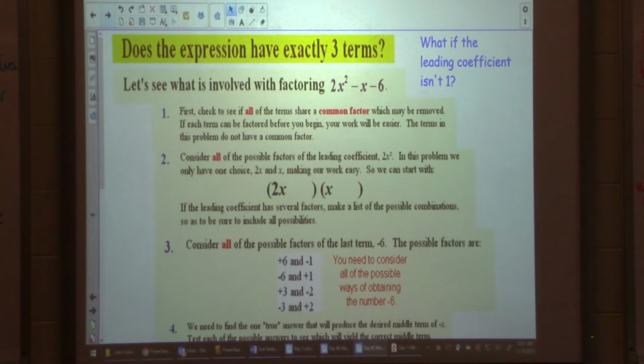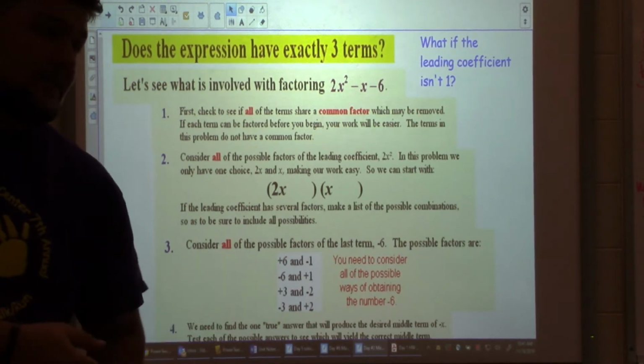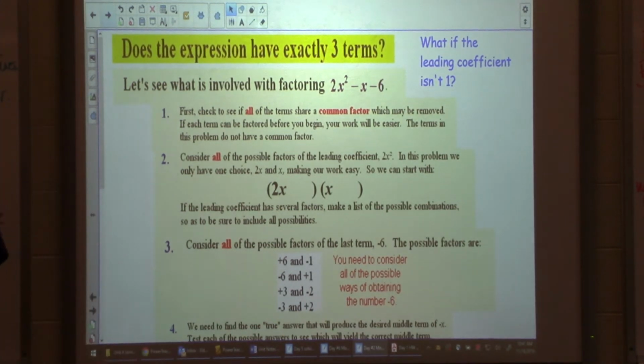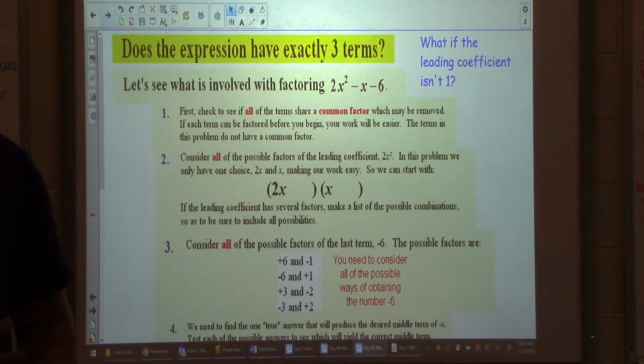We're done. So, I'm going to show you box method once again doing it. I'm going to show you guess and check. And then you're going to try some on your own.